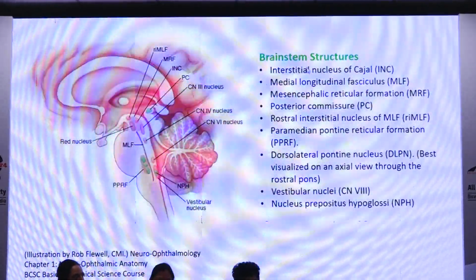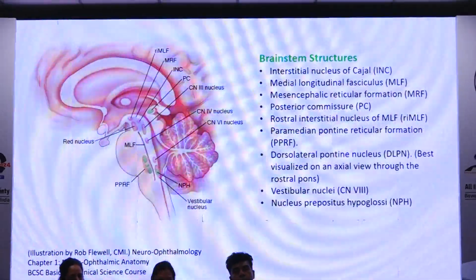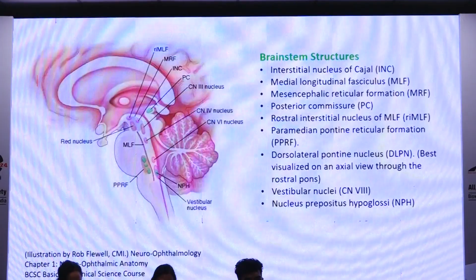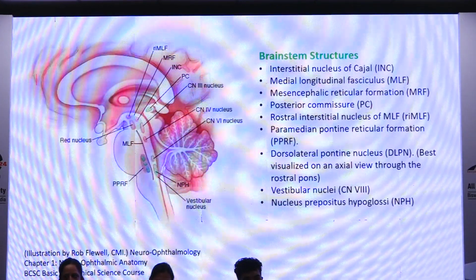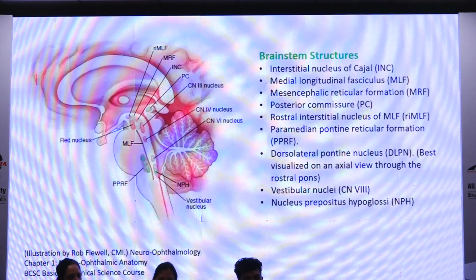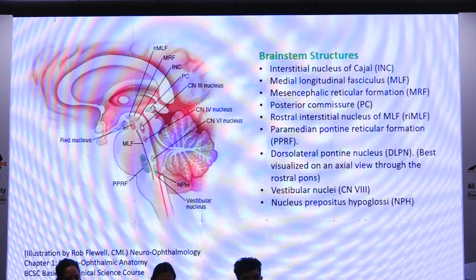In the brainstem structure we have lots of centers that are primarily concerned with these ocular movements. One is the interstitial nucleus of Cajal. Another is the medial longitudinal fasciculus. I will come to these one by one. Then the mesencephalic reticular formation.